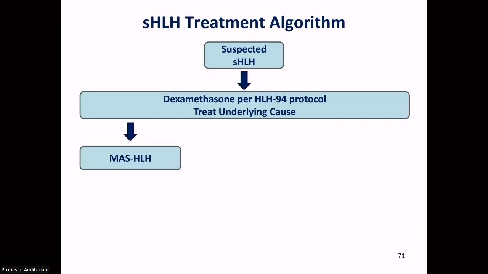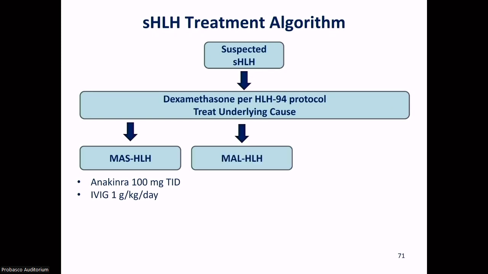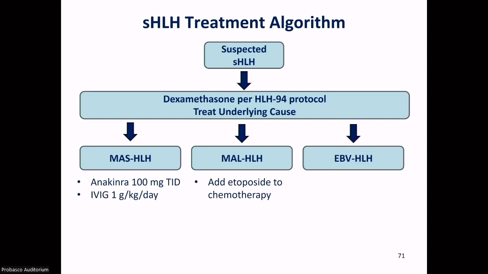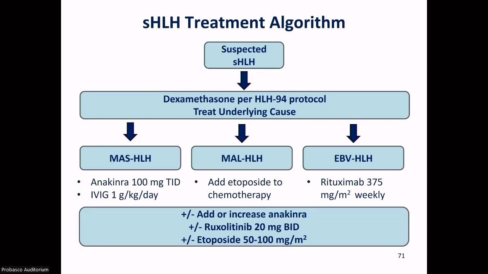If your underlying cause is MAS or related to an autoimmune disorder, I think you have your most evidence for anakinra and IVIG here. If your patient has malignancy HLH, I really like the idea of incorporating etoposide to your chemotherapy regimen if you're going to do something like that already. If you have Epstein-Barr virus HLH, I do agree with the addition of rituximab in addition to treating your underlying cause.